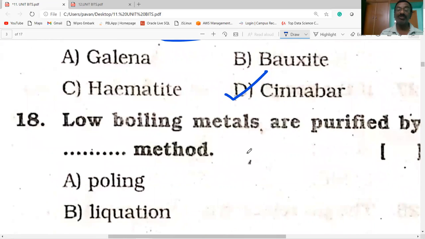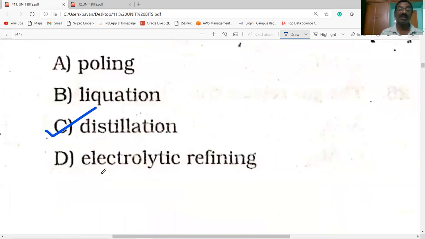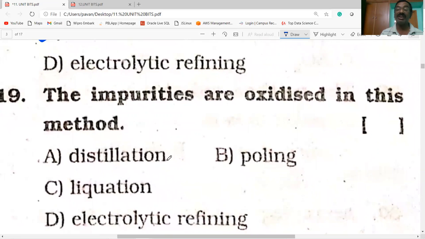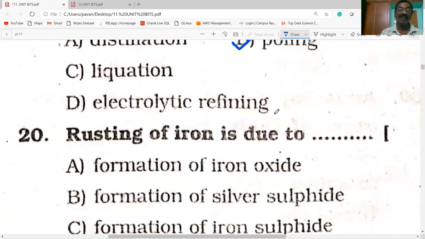Low boiling metals are purified by dash. Low boiling metals ma, purified by distillation. Takkuva bashpa vyavasthanam undevi distillation dwara shuddhi chestaru. Impurities are oxidized in this method, in poling. Impurities are oxidized anamata.